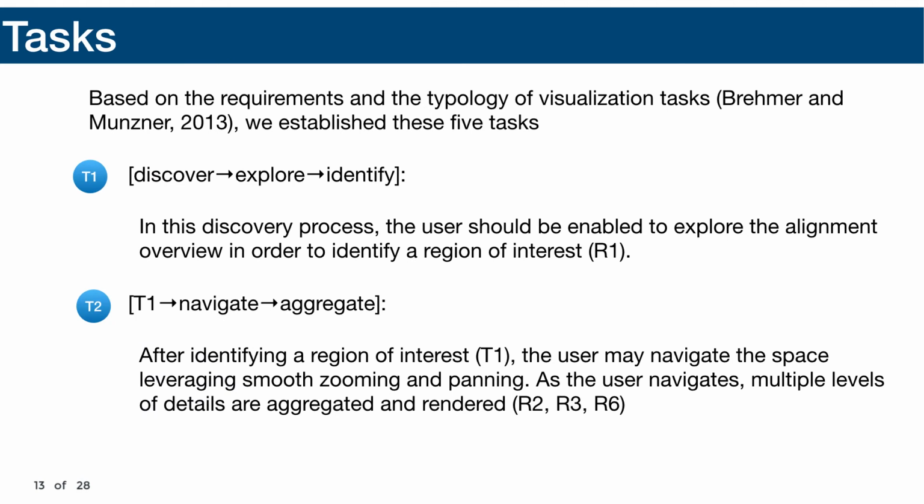Based on the requirements and the typology of visualization tasks, we established these 5 tasks. In the discovery process, the user should be enabled to explore the alignment overview in order to identify a region of interest. After identifying a region of interest, the user may navigate the space leveraging smooth zooming and panning. As the user navigates, multiple levels of details are aggregated and rendered.